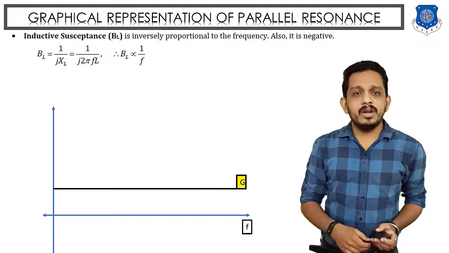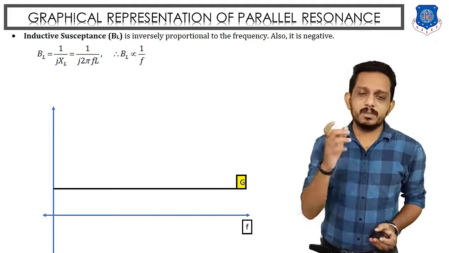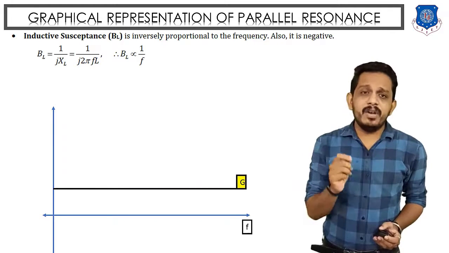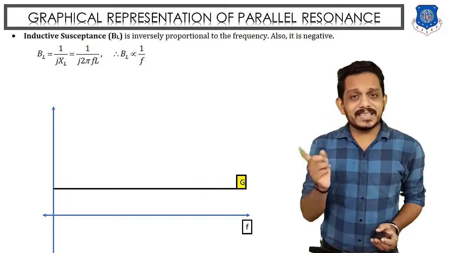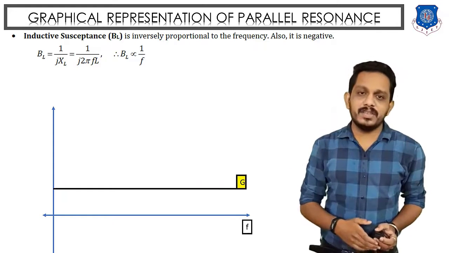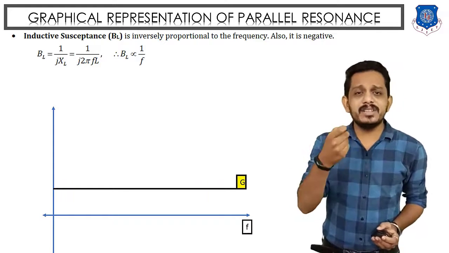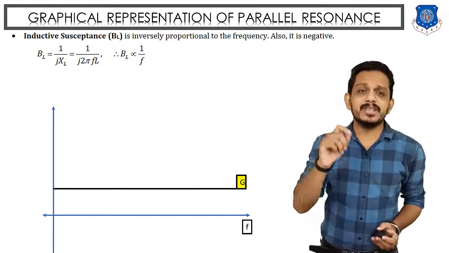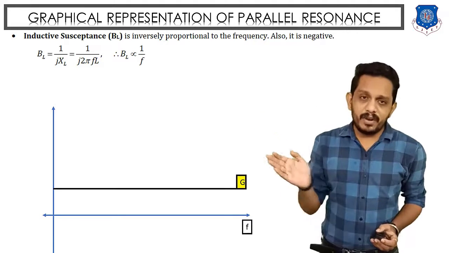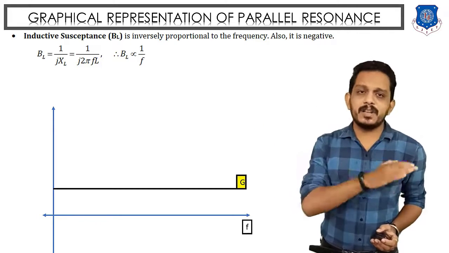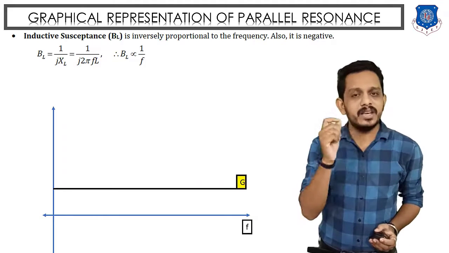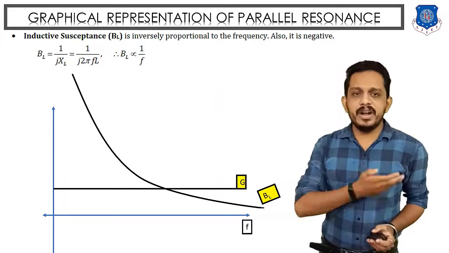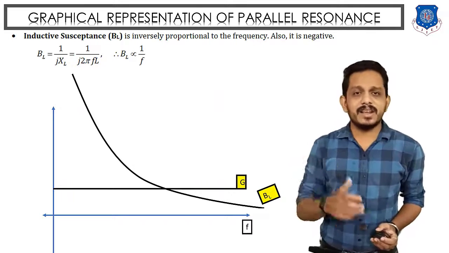Now let's talk about the inductive susceptance BL. BL is inversely proportional to the inductive reactance XL. XL was directly proportional to the frequency, but here BL is inversely proportional to the frequency. That means at zero frequency, inductive susceptance will be high. As frequency increases, this inductive susceptance will decrease, and at a higher frequency it becomes zero. So we can draw the graph of inductive susceptance like this. So this is the graph of BL.